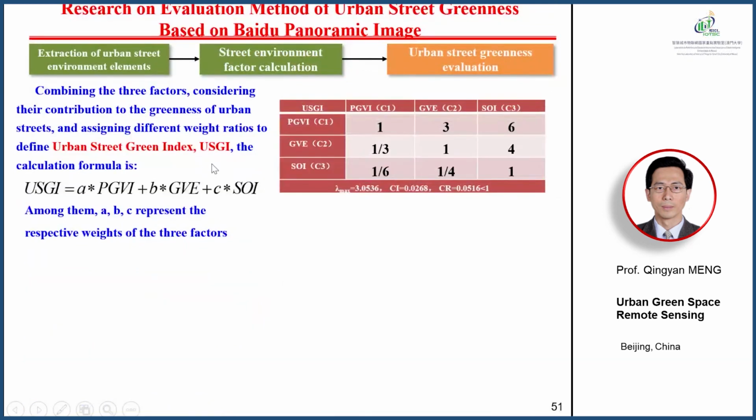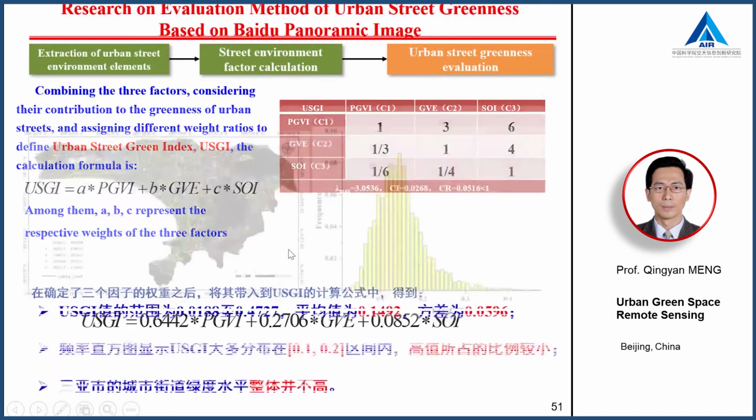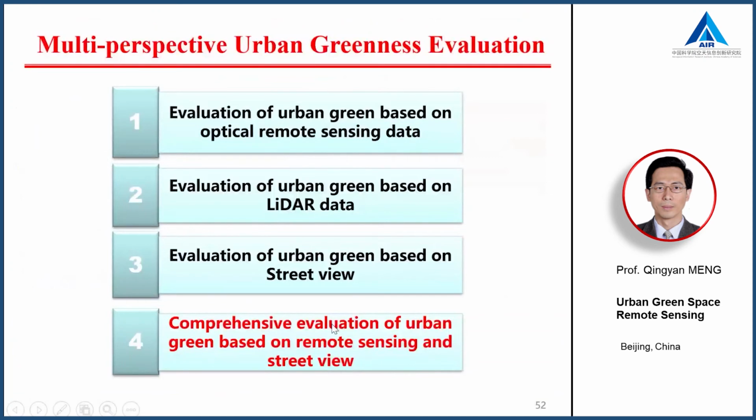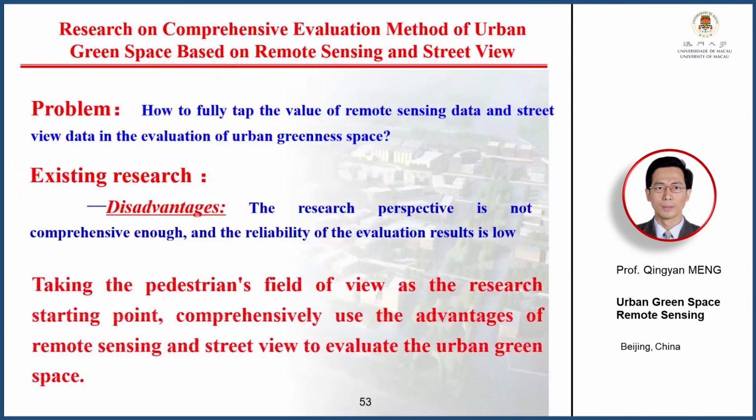And then we combine the three factors, considering their contributions to the greenness of the urban streets, and assigning different weight ratios to get the urban street green index. We get the USGI equation, and just like it, we get the result. This is where we use the street view. Then we compare them with each other for the comprehensive evaluation.